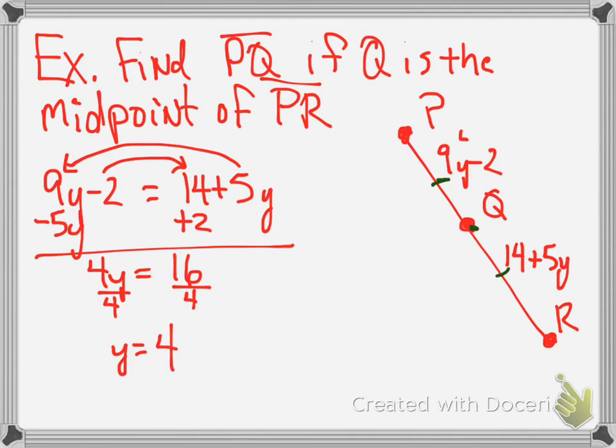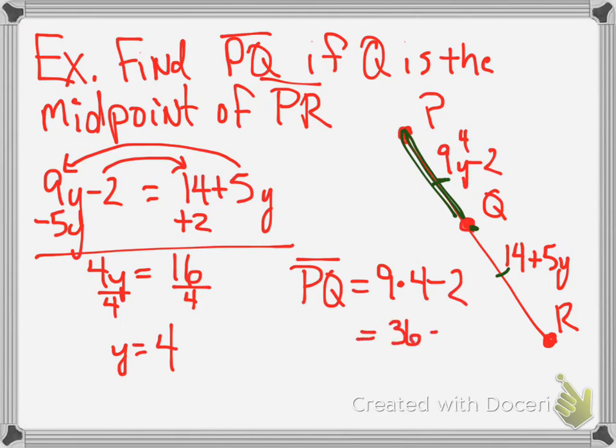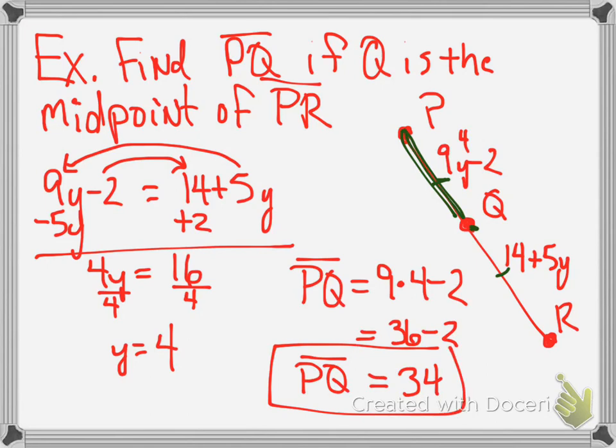Now here's the thing. That doesn't give me my answer. My question was finding PQ. So I need to find this distance. To do that I need to put the 4 in place of the y and say what is 9 times 4 minus 2. 9 times 4 is 36, minus 2 is 34. So line segment PQ is 34 units.